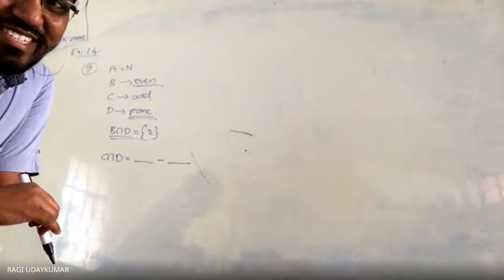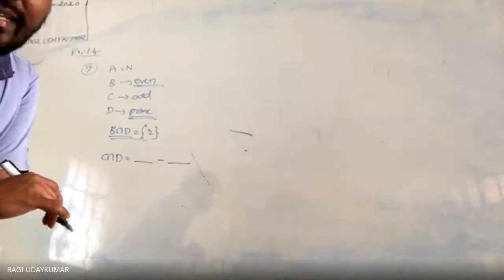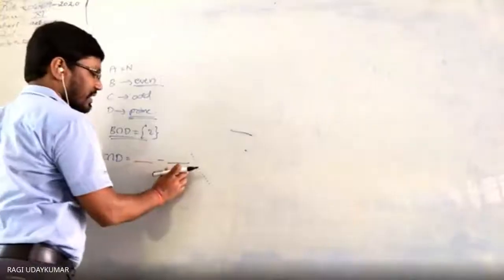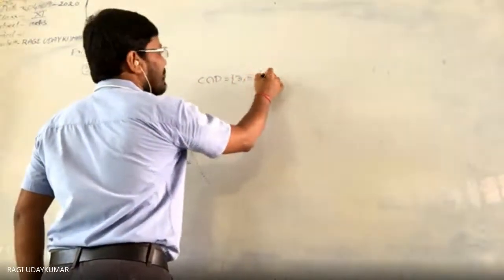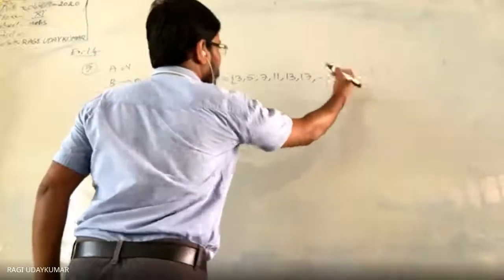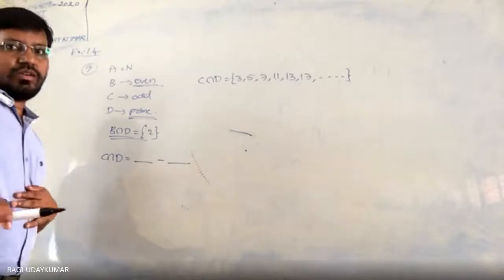So 5 minus 2. No, here you have to take only sets. This is one set, this is another set. Yes, two sets. C intersection D. Actually, C intersection D, what do you get? Okay, you said correct: 3, 5, 7, 11, 13, 17, and so on. This is C intersection D, odd numbers as well as prime numbers.